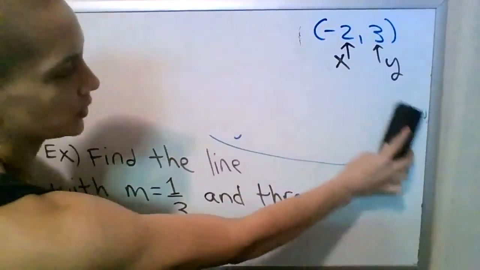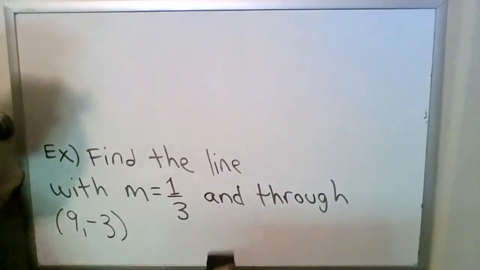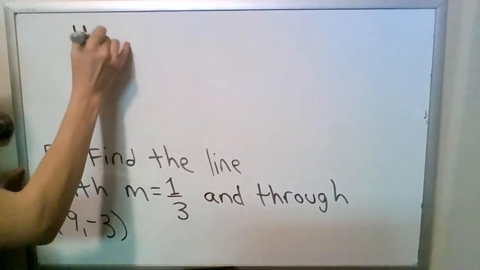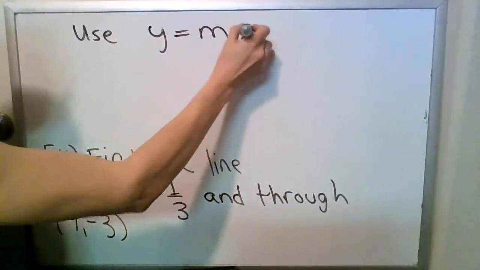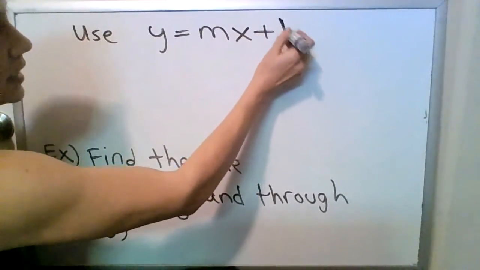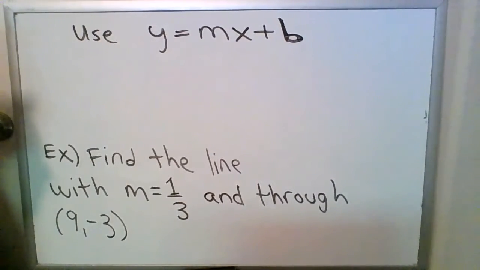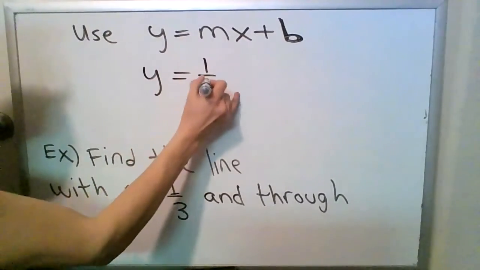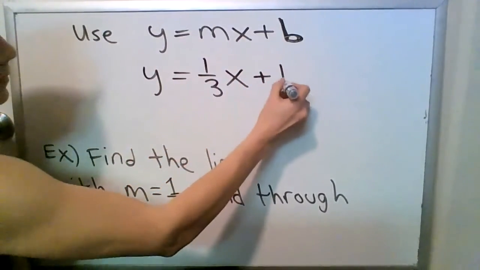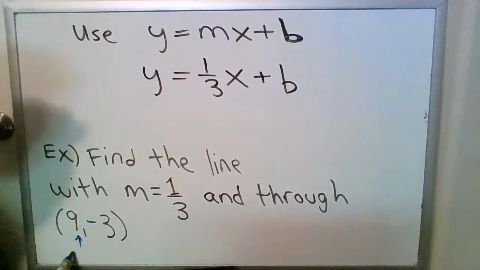It's really nice when they tell you what the slope is, but if you're given 2 points, you can go find the slope and then do the same process. We really just need to solve for b, which is called the y-intercept. So you know your slope, just put in 1/3. And then you want to use your point x and y. This is x. This is y.